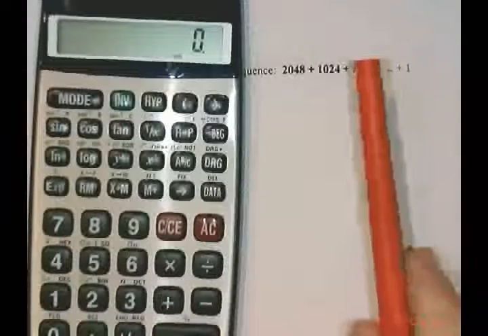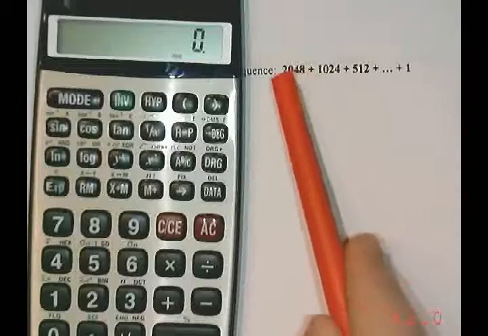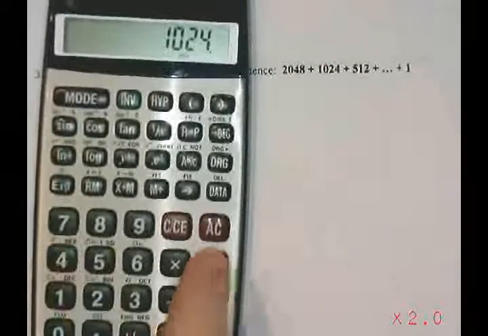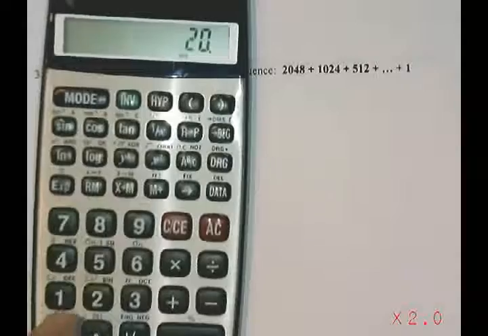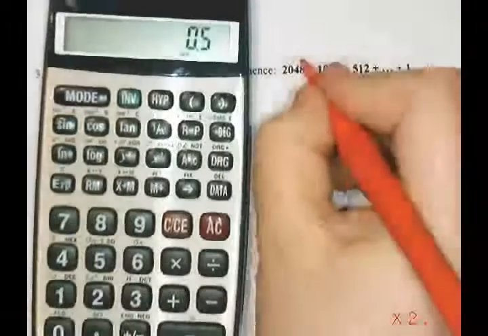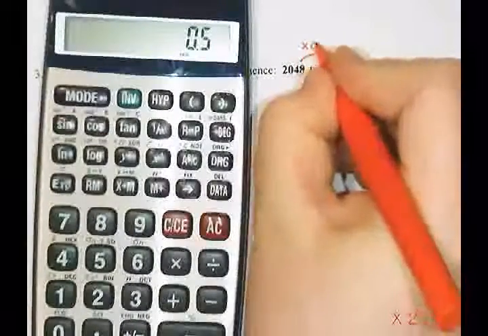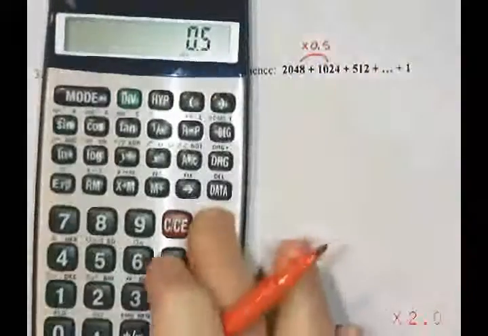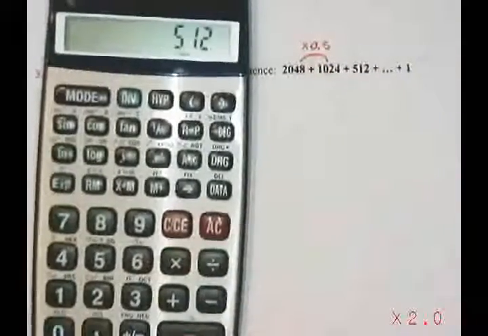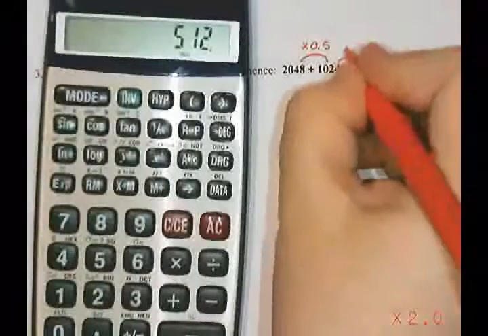So what I can do for geometric, if I want to check for that, is I always take the second term and divide it by the first term. So 1024 divided by 2048, and I get 0.5. So here we are multiplying by 0.5, and then I can check, and that actually works out for the next term as well.